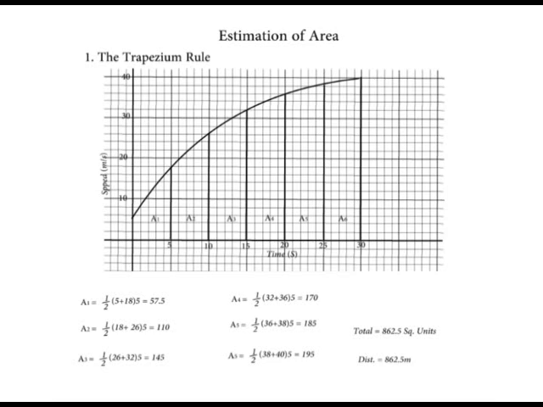Notice that we divided the area into 6 trapezia. If we had divided it into 12 units, the area would be a more accurate estimate. The more the number of trapezia, the more accurate the estimate.